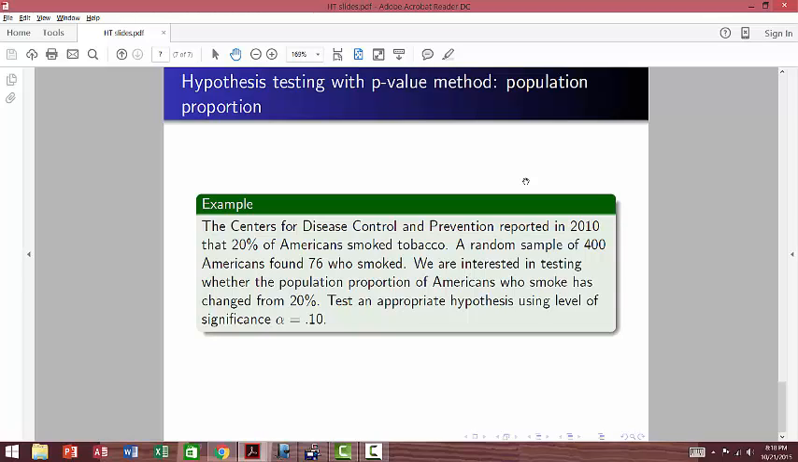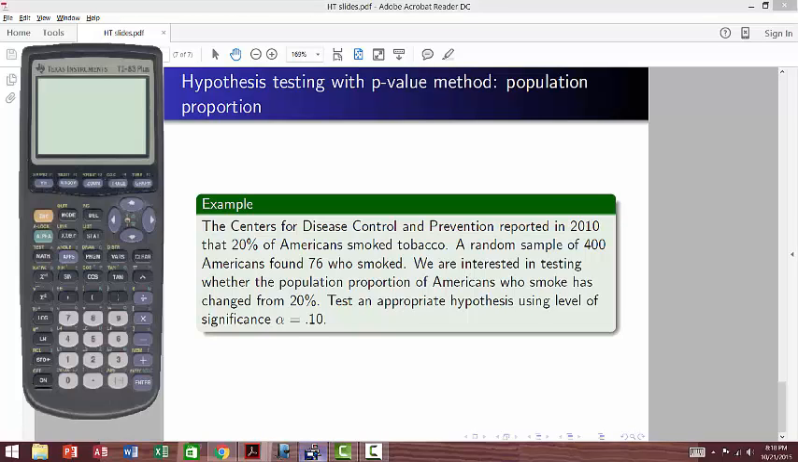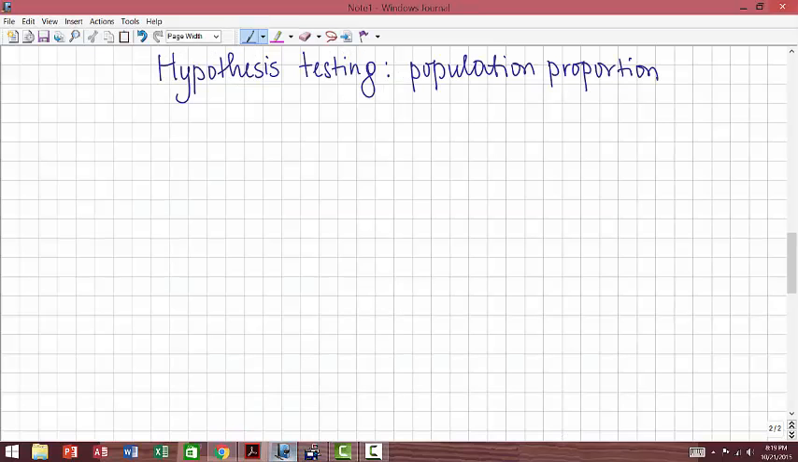So one thing you can do is see how this new proportion is different from 20. 76 out of 400 is about 19%. So 19% of that sample smoked tobacco. Is it different from 20%? Well, yes, it is. But is it different enough to be significant? That's the question that we're going to answer. So let's go ahead and solve this problem. This would be problem 3.